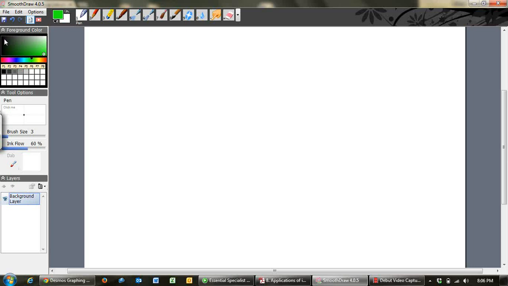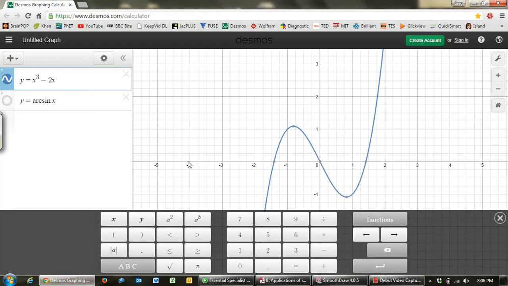Okay, in this video I'll just do a couple more examples of areas under curves and that sort of thing. For this one I'm going to look at this particular graph here: y equals x cubed minus 2x. What I want is this area under here plus this area under here.